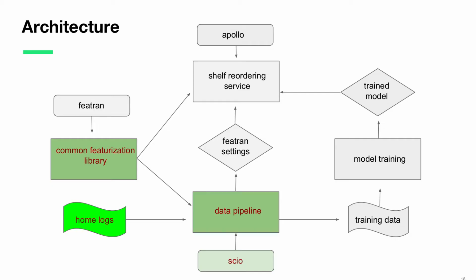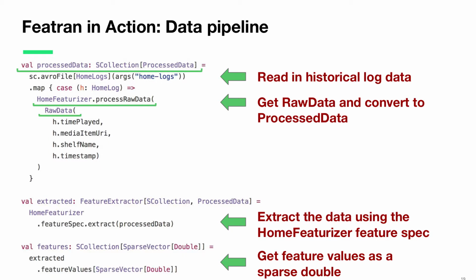Right, so the data pipeline is going to use this common featureization library. And as Neville mentioned, we at Spotify, for the most part, write our data pipelines using Scio. The other input to the data pipeline is some historical home logs that we're going to take in. OK, so let's see how Featran would work in this case.